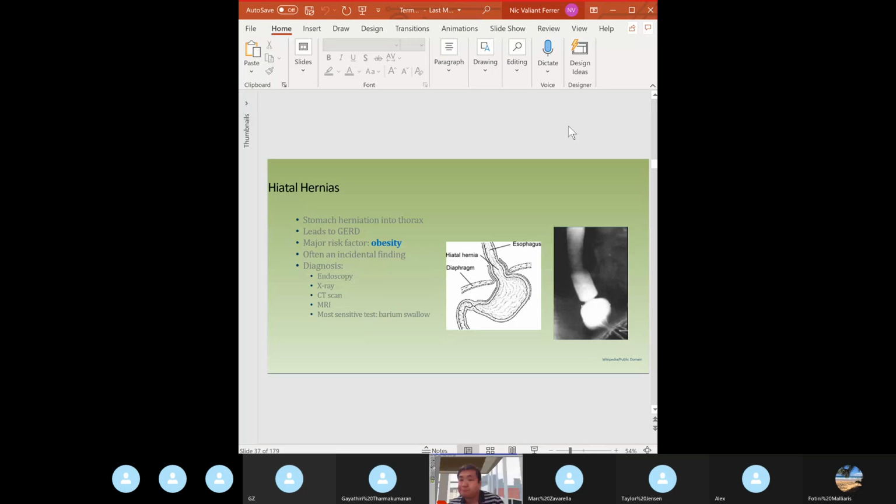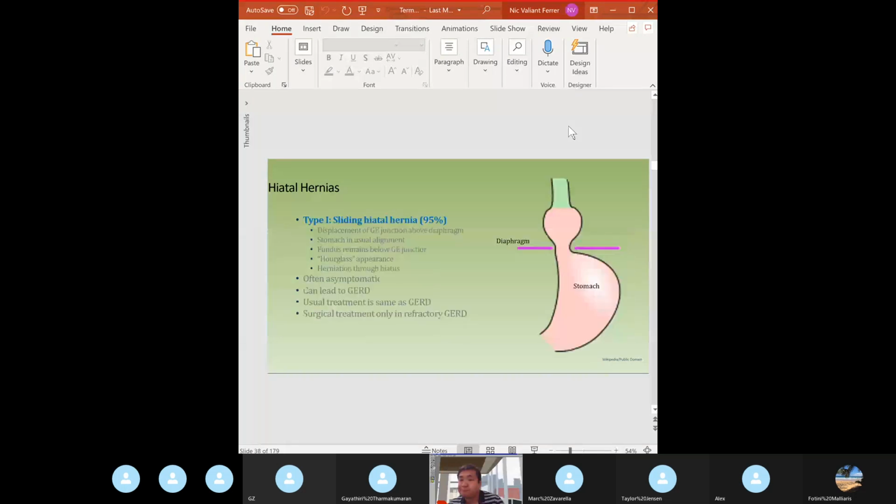Don't forget that. So there are two types. Type 1, sliding, which is the displacement of the GE junction, the gastroesophageal junction, above the diaphragm. We call that sliding. You can see an hourglass appearance here. It is often symptomatic and can lead to GERD, right? What's the treatment? Same as GERD. Surgical treatment only in refractory GERD.